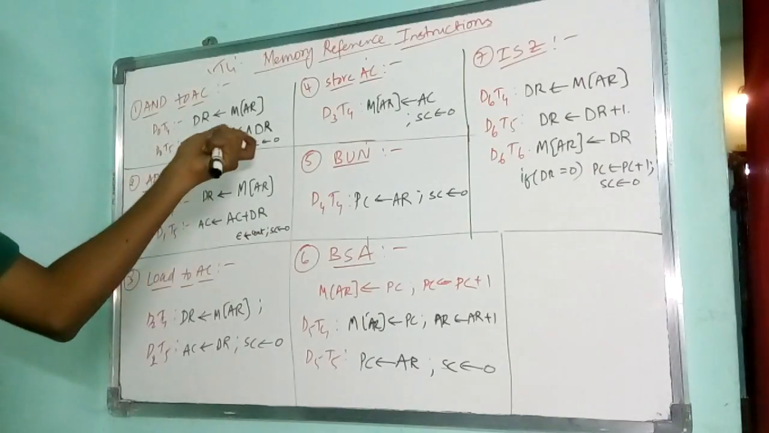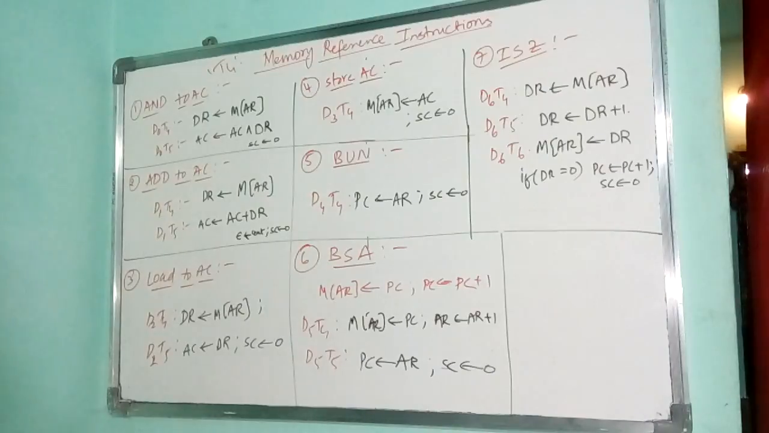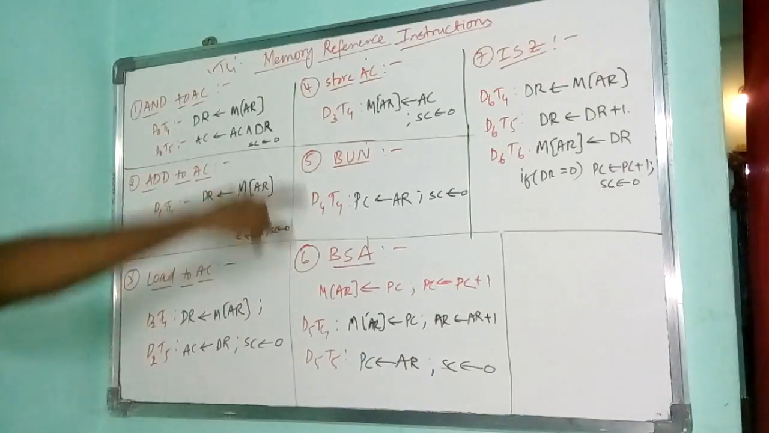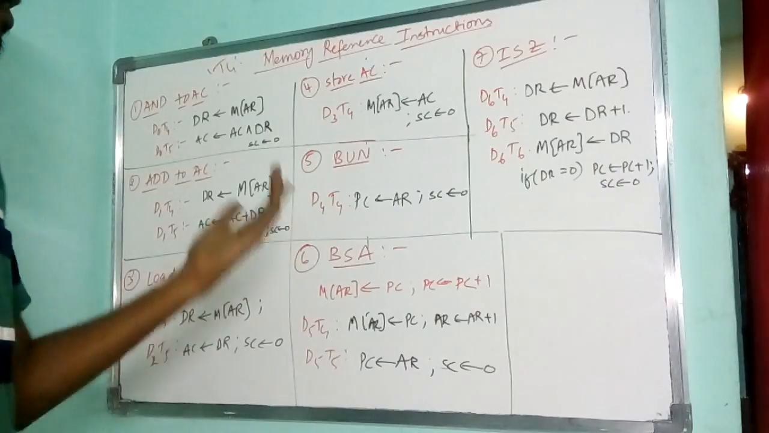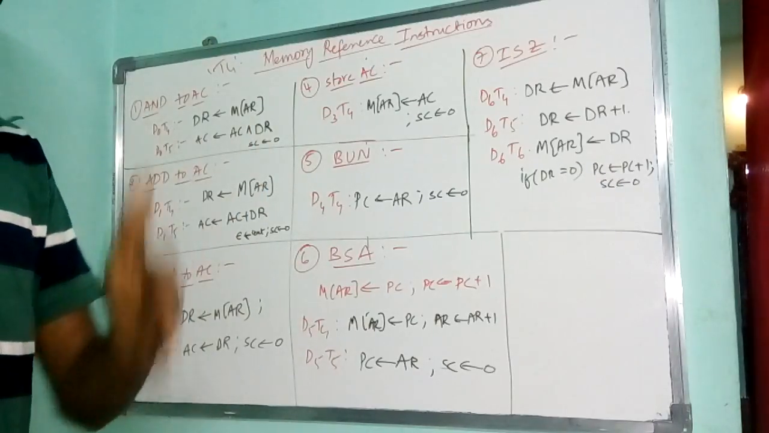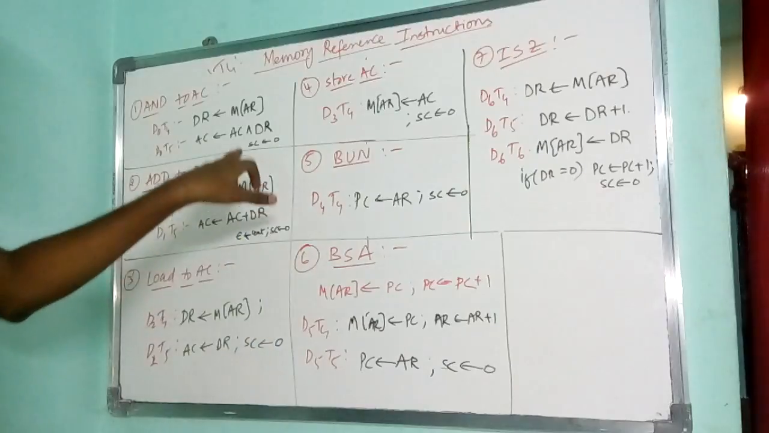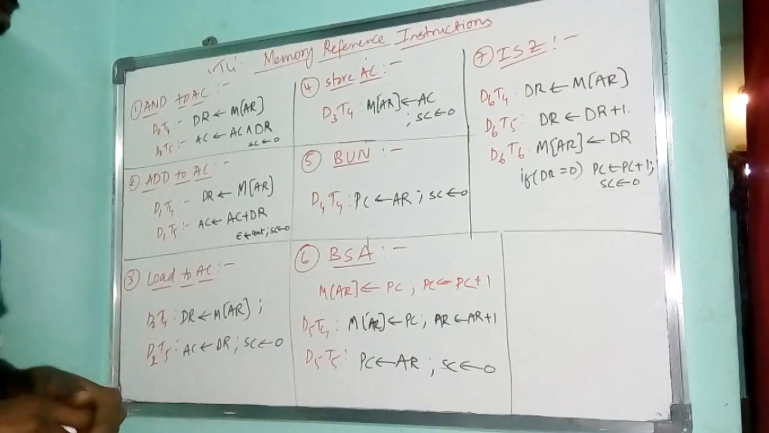So there will be the AND operation between the 2 bits of AC. After completion of this instruction, we need to clear the sequence counter so that it goes again to fetch. So we are clearing the sequence counter to 0.